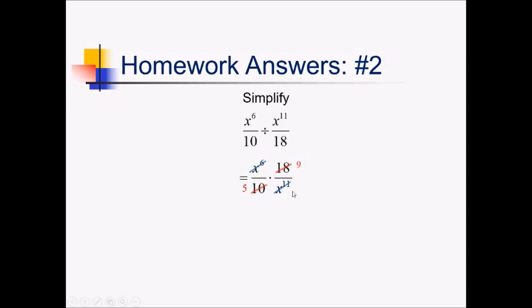Using my exponent rules and subtracting those, that's going to leave me with x to the 5th downstairs, and I just have an invisible 1 back up here. Multiplying straight across now with the leftovers, we have 1 times 9, so that's 9 in the numerator. And in the denominator, I've got a 5 times an x to the 5th, so 5x to the 5th.